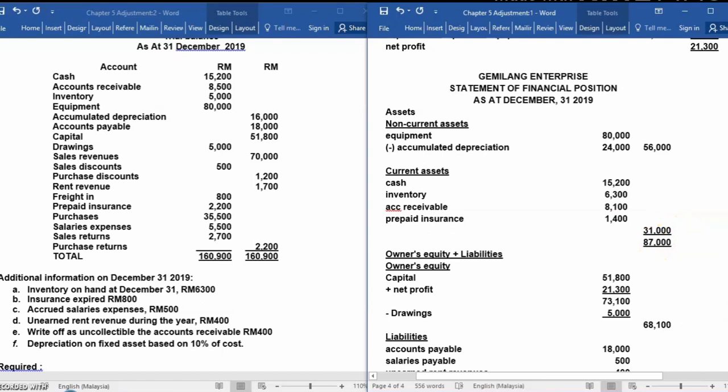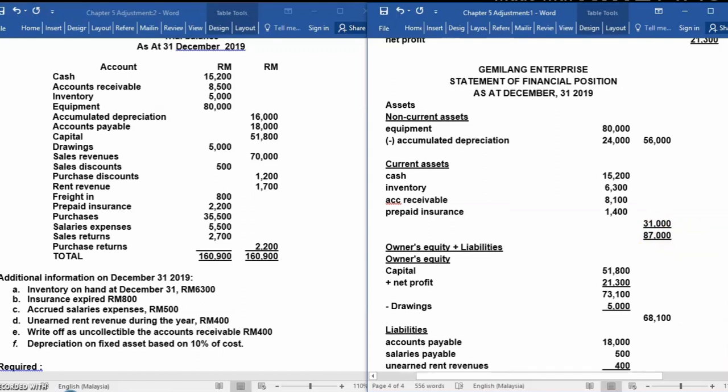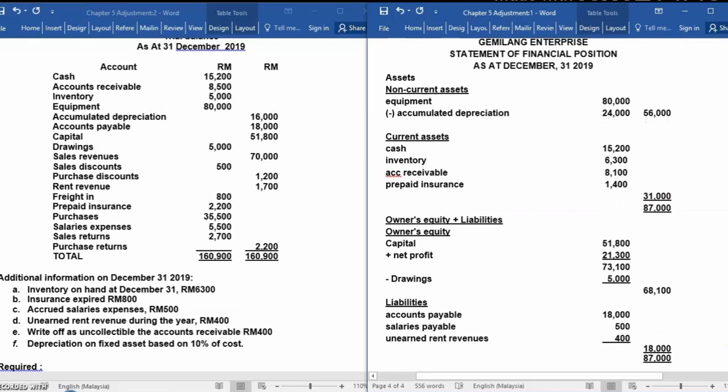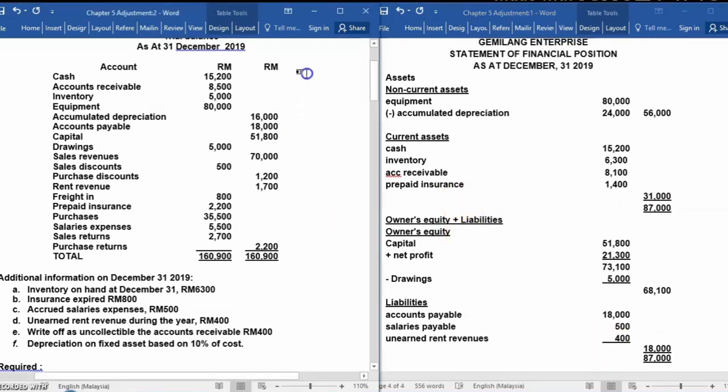Now we look at the owner's equity. Capital given from the question, because there is no change, 51,800 plus net profit you get from the statement of comprehensive income less drawing, no change from the trial balance, and you get the ending capital.